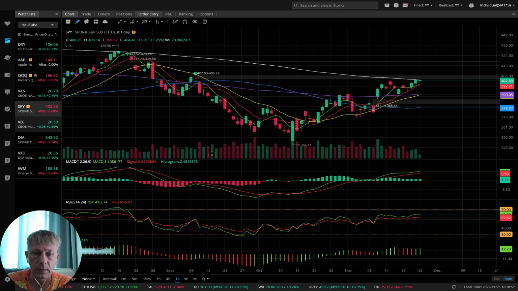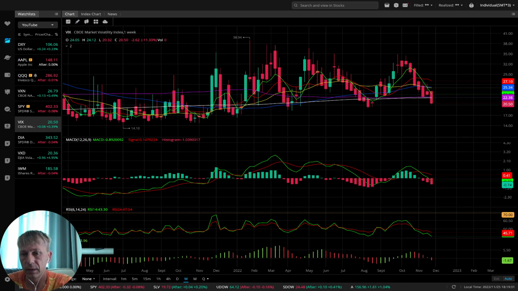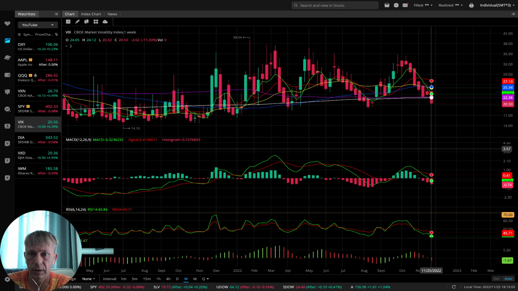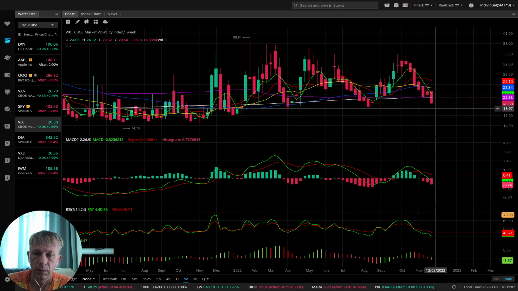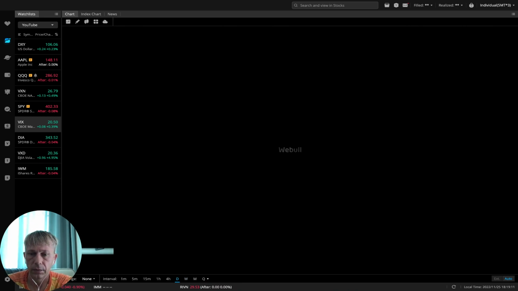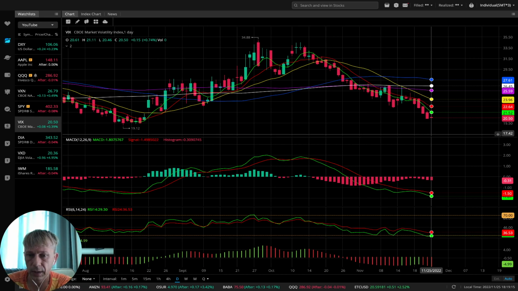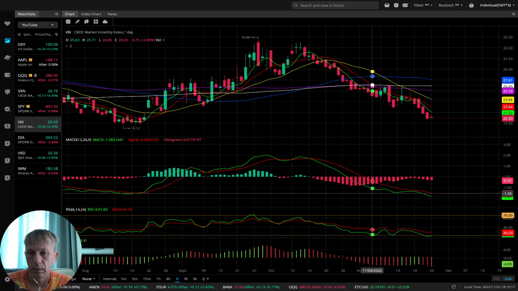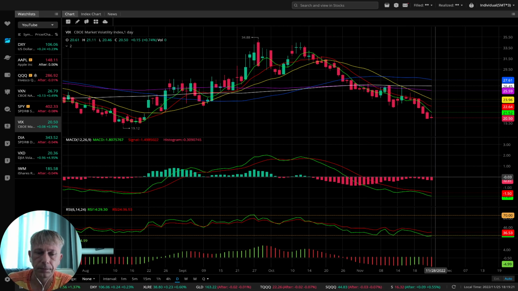VIX weekly: bearish, below MA 200, below all moving averages. Bearish signal on all indicators. Daily, it's bearish on all indicators, with bullish divergence only on the histogram, on MACD histogram. Still bearish, which is bullish for SPY.